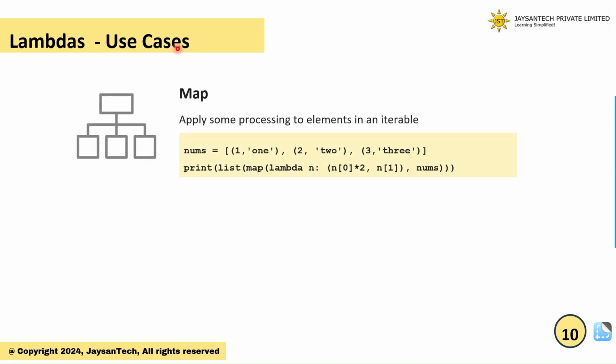The next use case is a map function. Now map will basically apply whatever operation you specify as the first argument to every element in the iterable. As you can see here, I'm using a lambda function where it is multiplying my first argument by 2 and just returning the second element in the tuple as such. So what will happen in this case, we'll take a look.